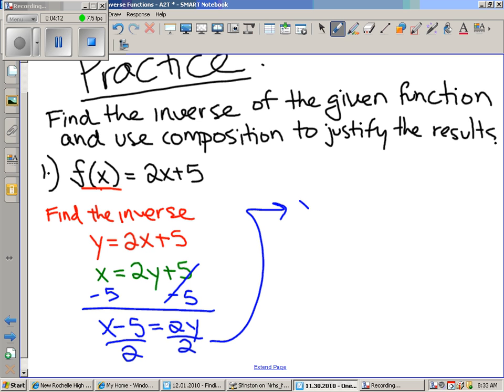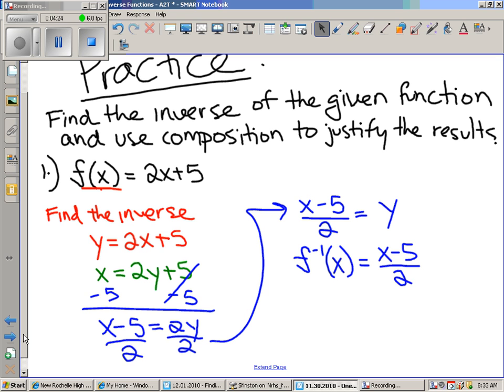And you finally get that x minus 5 over 2 equals y. And so therefore, f inverse of x equals x minus 5 over 2. And that's the inverse. Piece of cake.